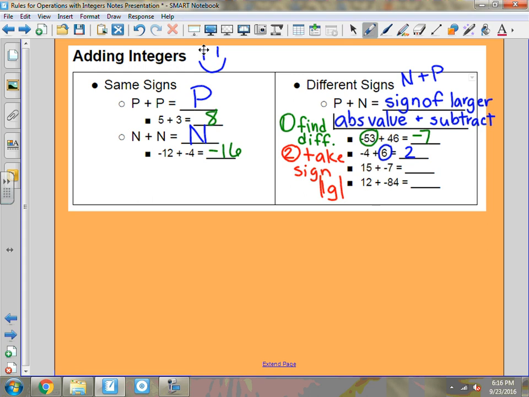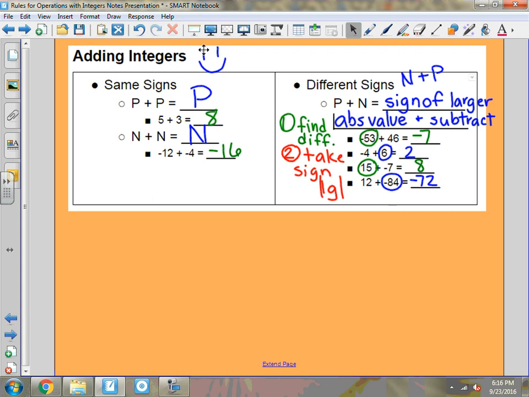Look at 15 plus negative 7. The difference between 15 and 7 is 8. And the sign of the larger absolute value is the 15, and so 8 will stay positive. It's the pieces that are left over. 12 plus a negative 84. This is a larger one, but the difference is going to be 72. And the larger absolute value, the chips that would be left over, would be negative. So there's adding integers, and they seem pretty easy.